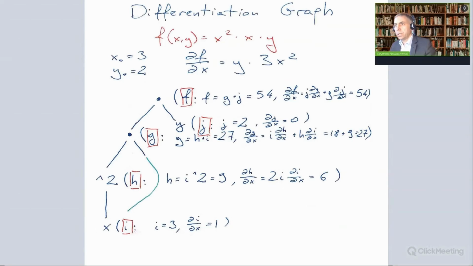Okay, so we are done with this example. Are there any questions for this part, for this tree maybe?